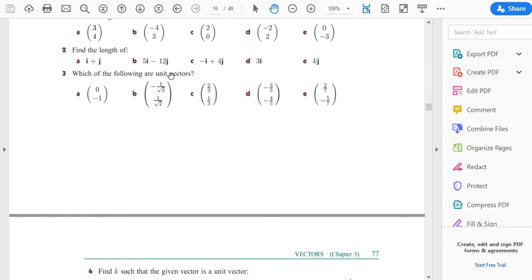Which of the following are unit vectors? So again, what is a unit vector? It's a vector that has length 1. So find the length of each of those using your length formula, and if it equals 1, huzzah, it's a unit vector. If it doesn't equal 1, then it's not a unit vector.